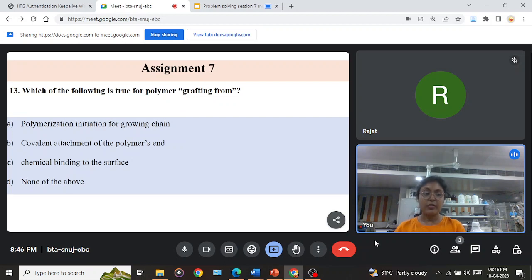So you can think of what the steps involved in polymer grafting actually were. You can take one minute to absorb the question, and till then try to think about what could be the answer, and then we can discuss.